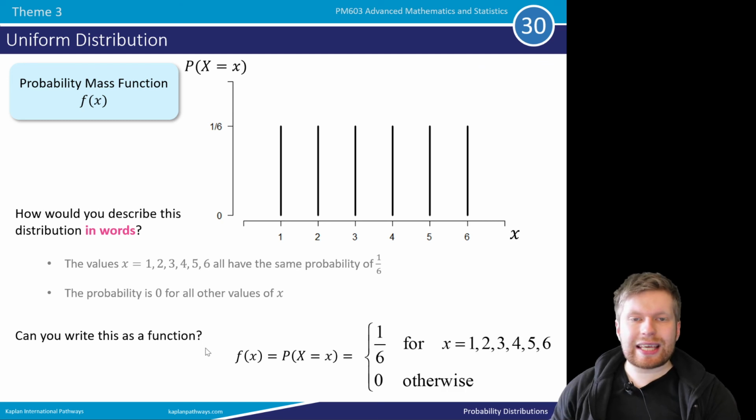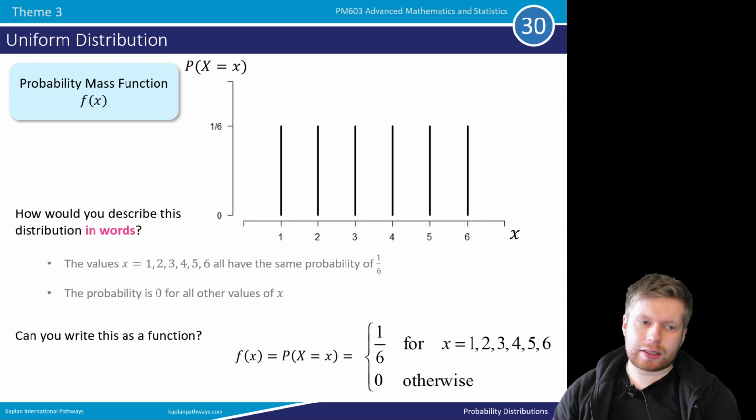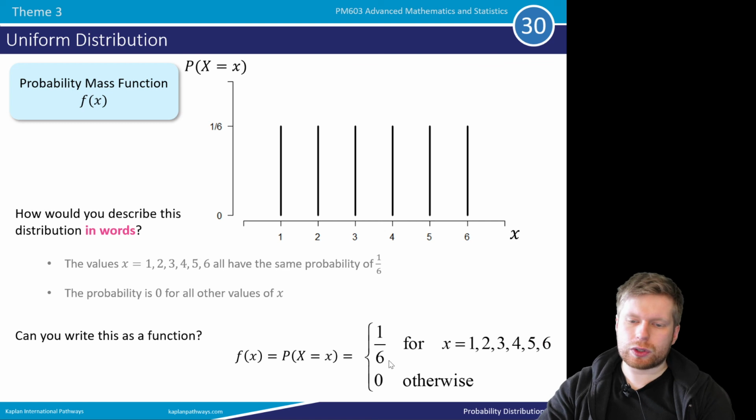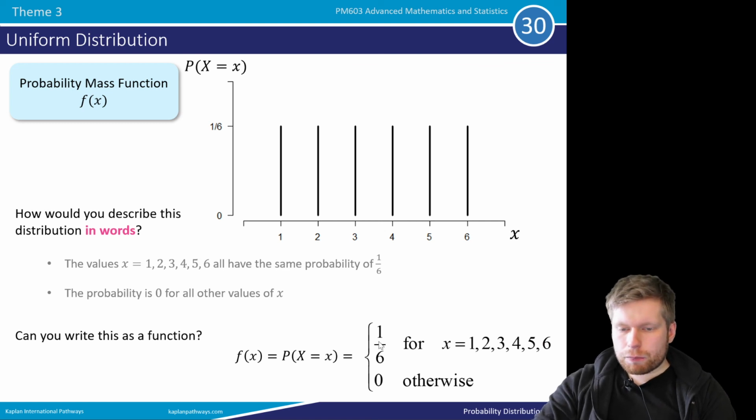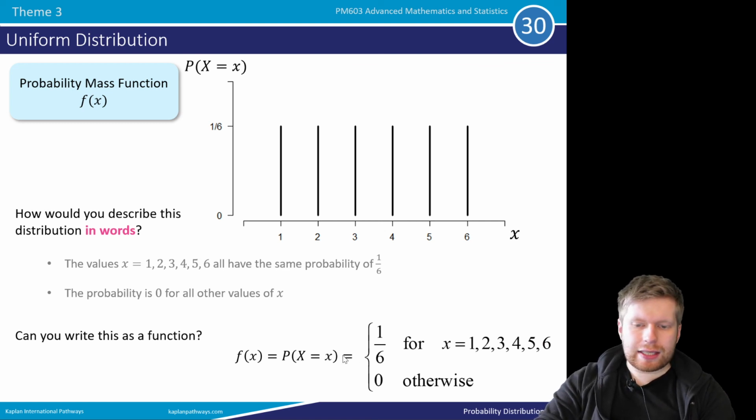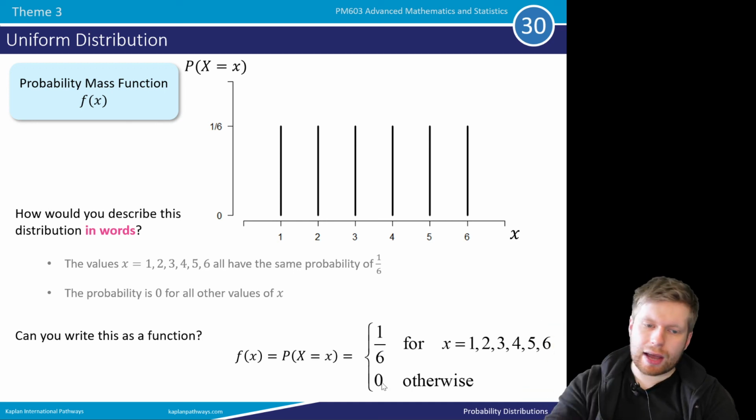I can do this using a stepwise function like this, or piecewise function it's sometimes called. You can see here that the probability is given in two cases. It splits into two cases. The first case is that it's equal to 1/6, and that's if the value is 1, 2, 3, 4, 5 or 6. If you have a value of 1, 2, 3, 4, 5 or 6, take the value as 1/6, as that's the probability. Otherwise, take the value of 0. So that's how to read that function off.